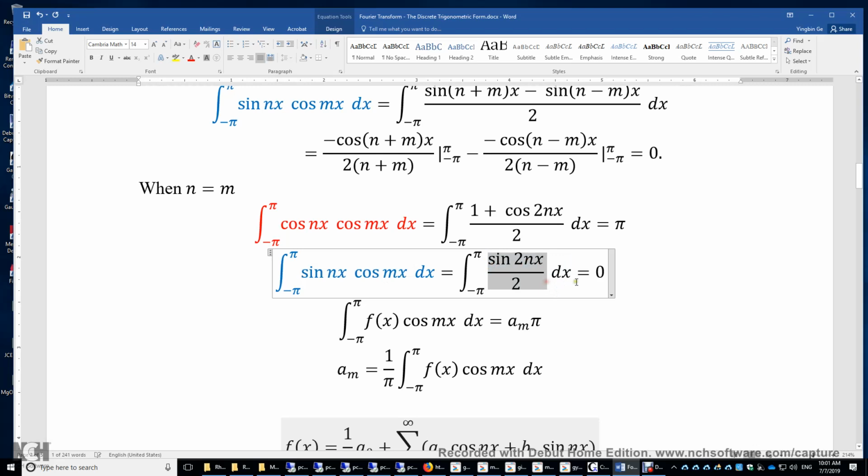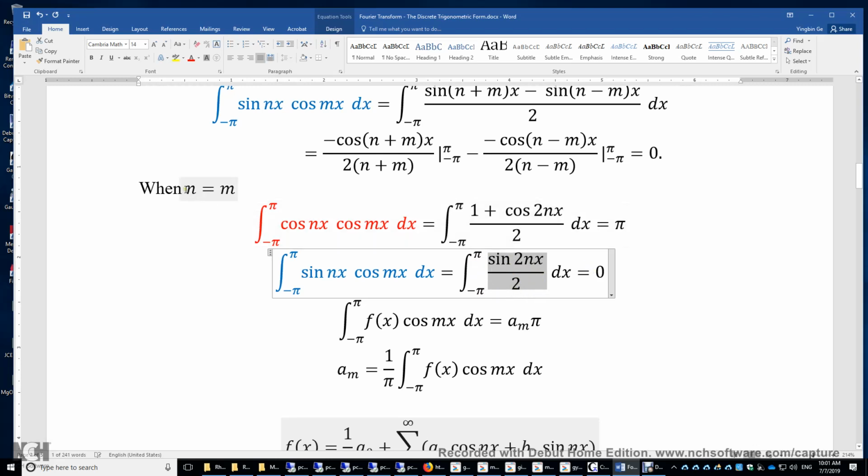We integrate this. We can easily obtain this 0 here, because again, the integral of this is cosine 2nx divided by negative 4n. And because this cosine function is an even function, if you plug in negative pi or pi into this cosine function, you get the same value. Therefore, the lower limit and upper limit cancel, you get 0.